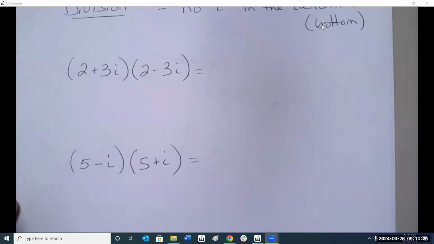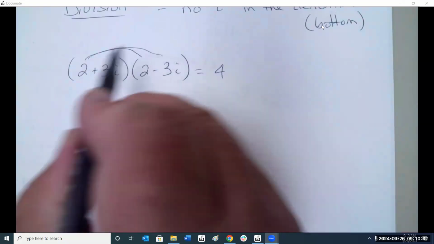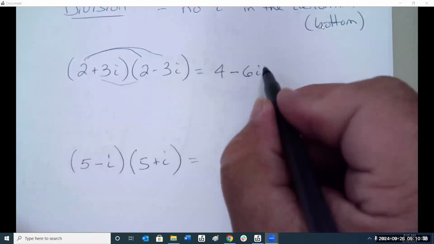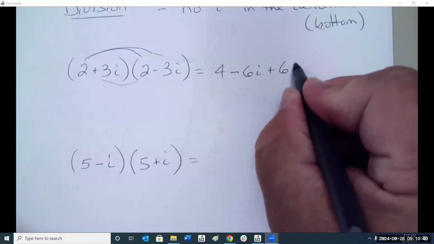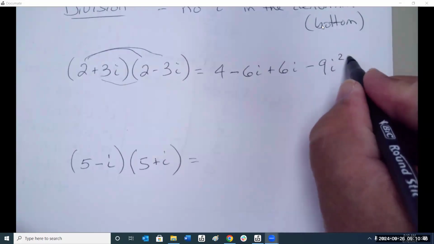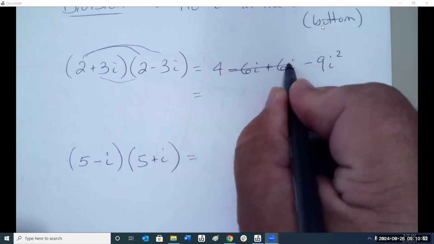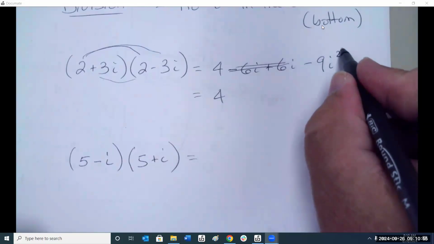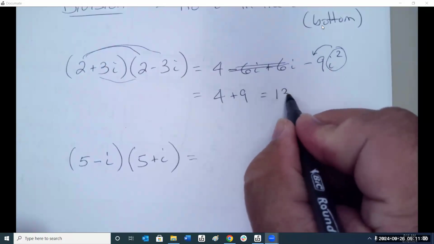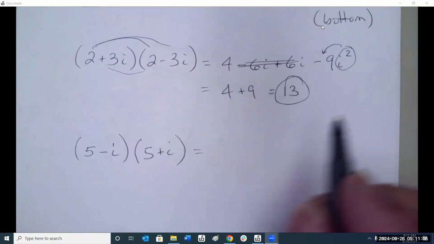All right, let's look at this. 2 times 2 is 4. Positive, negative is negative. 2 times 3 is 6i. Positive and positive, 3 times 2 is 6i. Positive, negative is negative. 3 times 3 is 9i squared. Combine like terms. They cancel out. This one becomes a plus. There's your answer, 13.